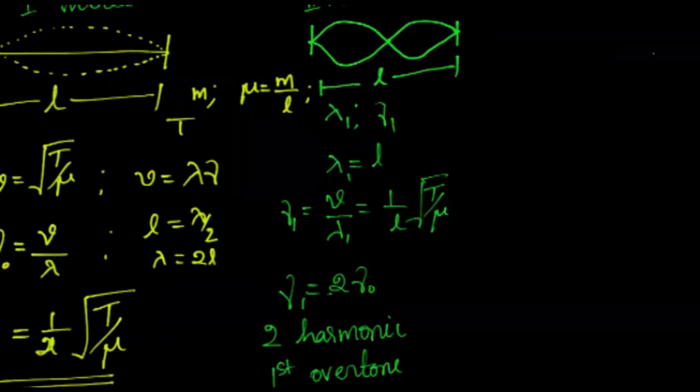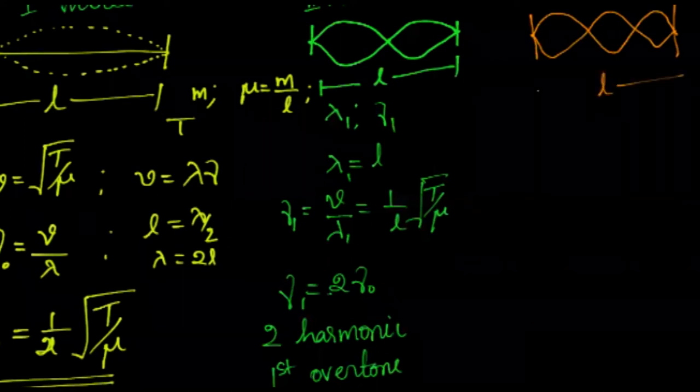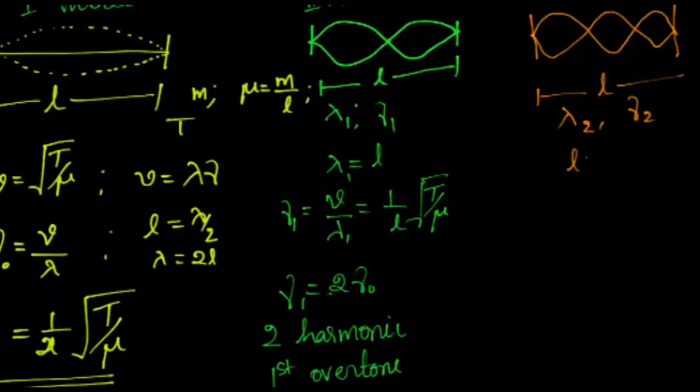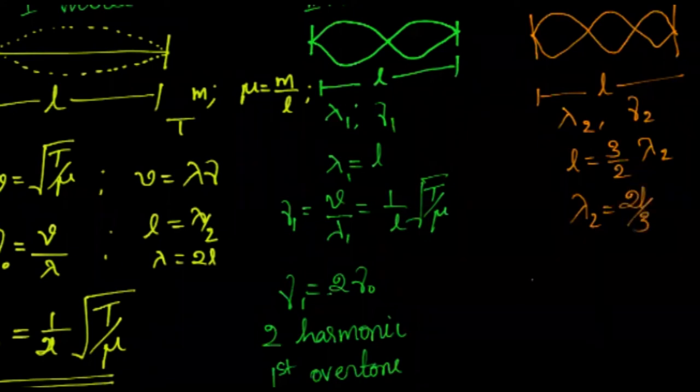Next, let us see, in the same length, the third mode of vibration. So you have three segments contained in the length L. Therefore, I call this new wavelength lambda 2 and the frequency nu 2. So how is L related to lambda? L is equal to one complete wavelength and another half wavelength. So it is 1.5 wavelength. So 3 by 2 lambda 2, or I can write lambda 2 equals 2 times L by 3.